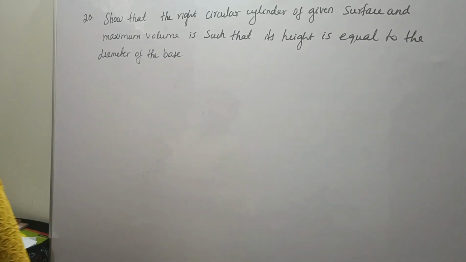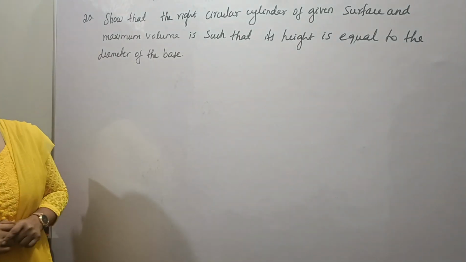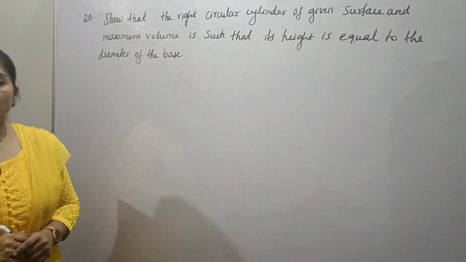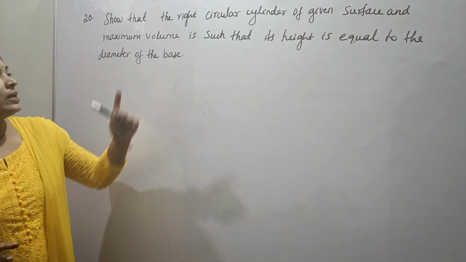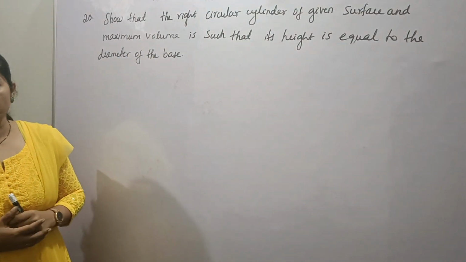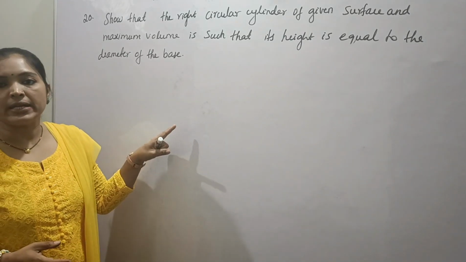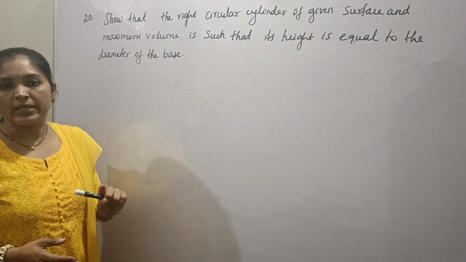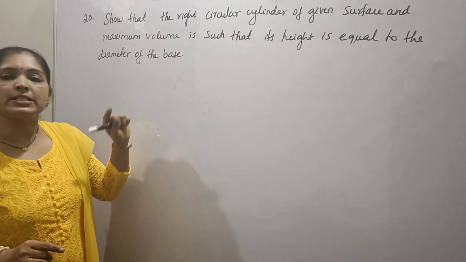Show that the right circular cylinder of given surface and maximum volume is such that its height is equal to the diameter of the base. So here we have to prove that when the volume of the cylinder is maximum, the height and diameter of the cylinder are equal.